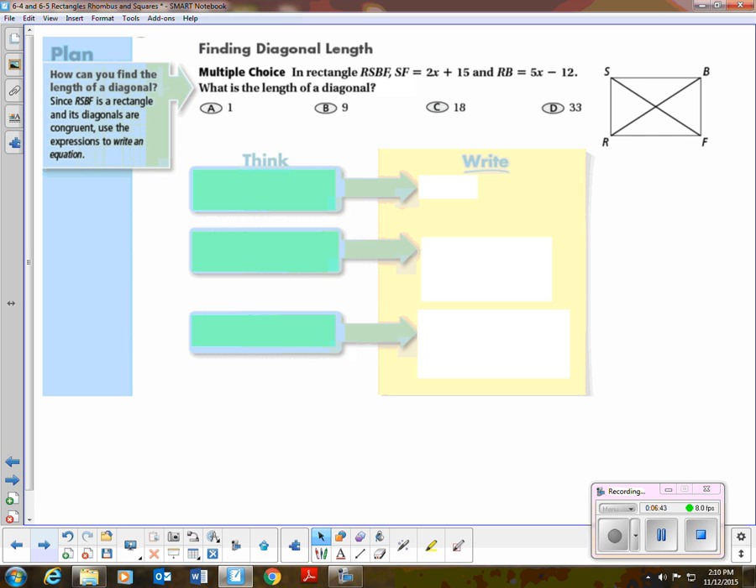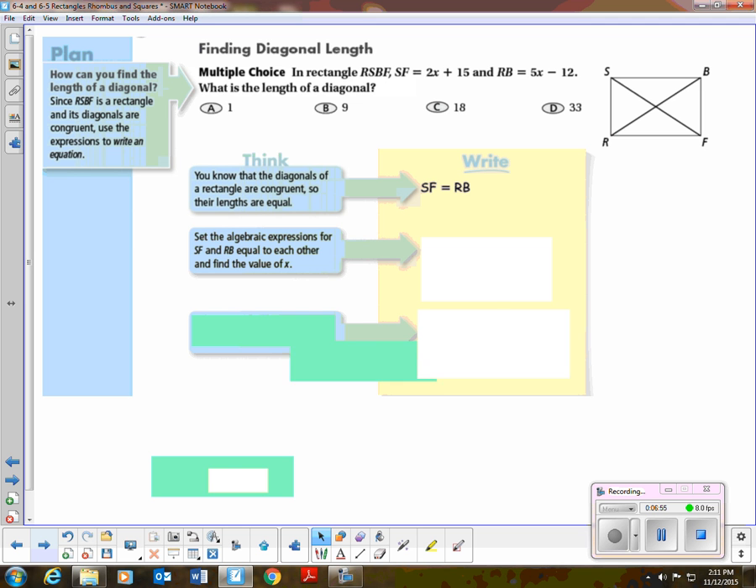All right, so the first thing we want to think about is that we know that the diagonals are congruent, and so their lengths are equal, which means that SF is equal to RB. Since we have equations for those, we're going to take those equations and make them equal to each other and find the value of x. So when I do that, I get 2x plus 15 equals 5x minus 12. 15 is equal to 3x minus 12, so we get x is equal to 9.